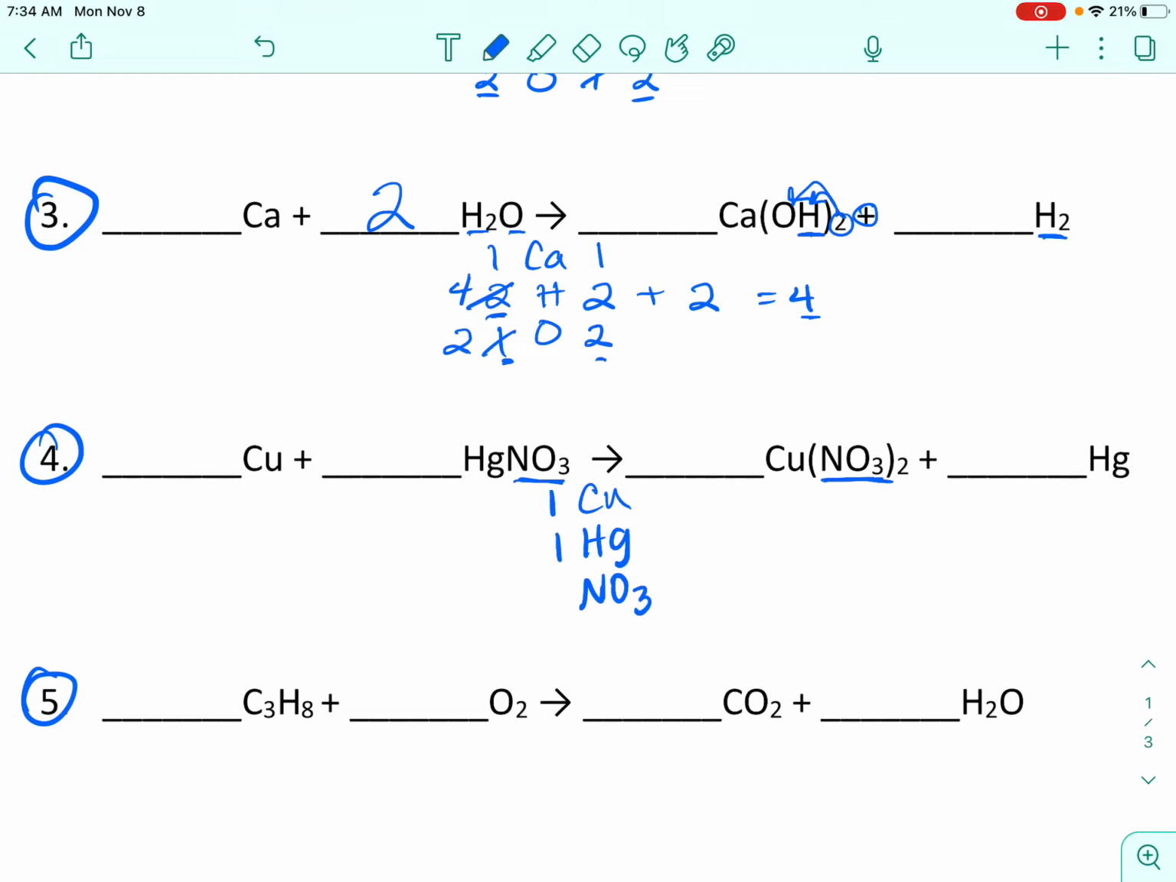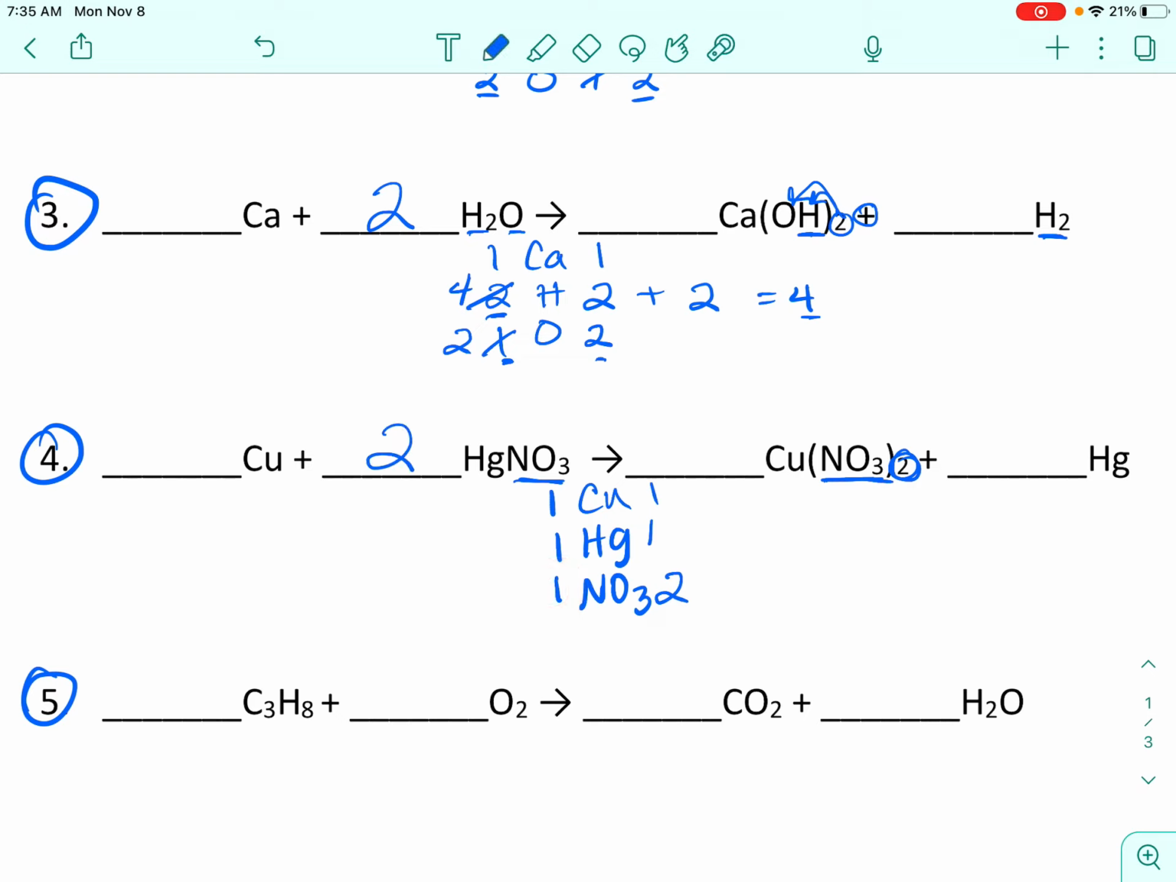Okay, so there's 1 copper, 1 mercury, and this nitrate does not have any parentheses around it. So there's only 1 nitrate. The 3 is already accounted for, right? The 3 is already there. So there's only 1 nitrate ion. Okay. And on the right side, there's 1 copper, 1 mercury, but this time there are 2 nitrates. So to balance this equation, we're going to need to multiply this nitrate by 2.